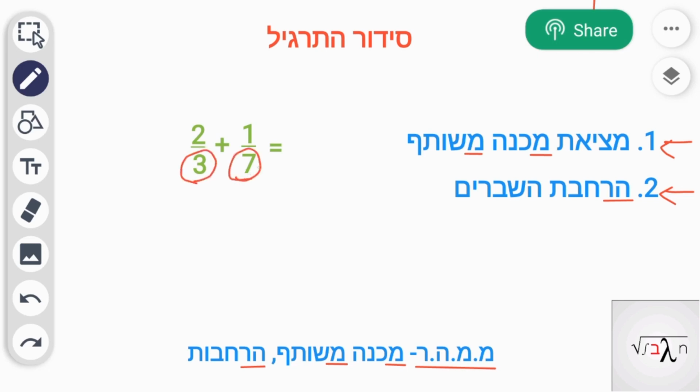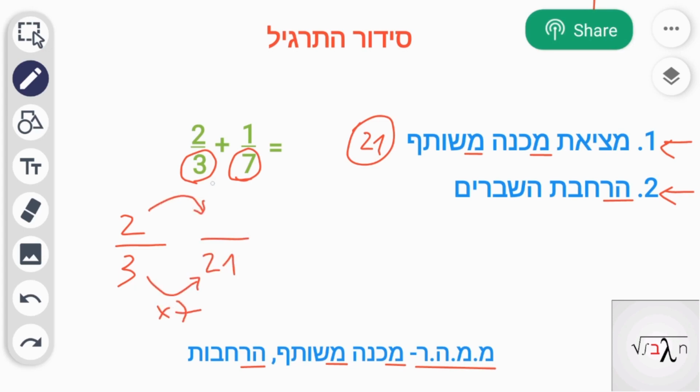The common denominator of 3 and 7 is 21, of course. After I find the common denominator, I'll have to extend both the numerator and the denominator by multiplication. What does that mean? Let's take 2/3 for example. I have to extend the denominator to 21. Therefore, I have to multiply by 7. So we'll do the same for the numerator. 2 times 7 equals 14.